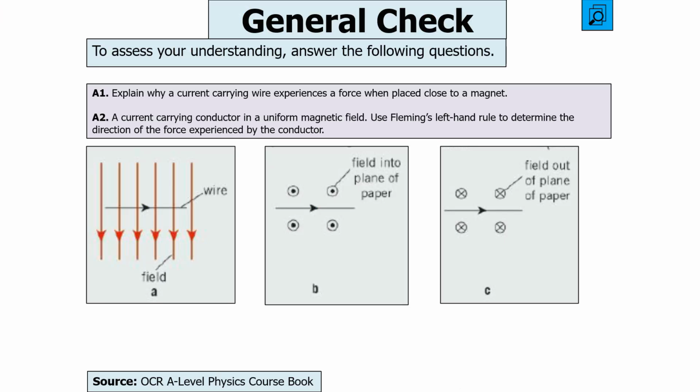The first question says, explain why a current carrying wire experiences a force when placed close to a magnet. Then a current carrying conductor in a uniform field is shown. Use Fleming's left-hand rule to determine the direction of the force experienced by the conductor in each example. Pause the video now, then unpause the video when you want to go through your answer.